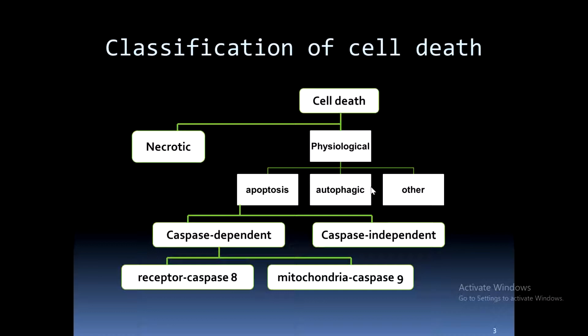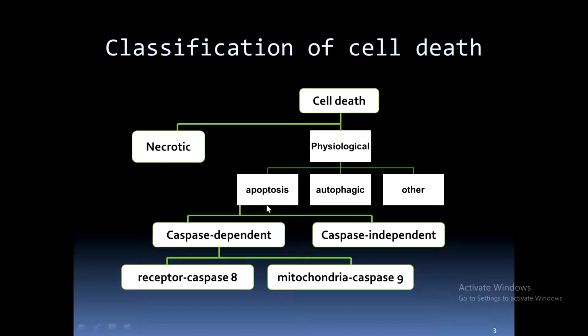Two years back, a Nobel laureate received the Nobel Prize in physiology for work on autophagy and its importance, and part of the research also emphasized autophagy along with fasting. And there are some other mechanisms, which are a combination of apoptosis and autophagy in physiological cell death.